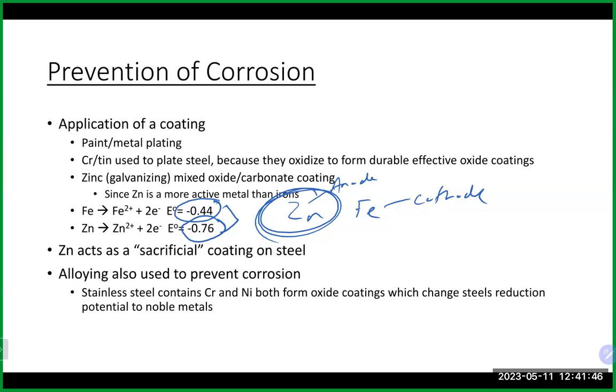Alloying is another way that you could prevent corrosion. You could add some other elements in there, and that will sometimes change the metal to more of a positive SRP, kind of like a noble metal, and again, that would prevent some corrosion.